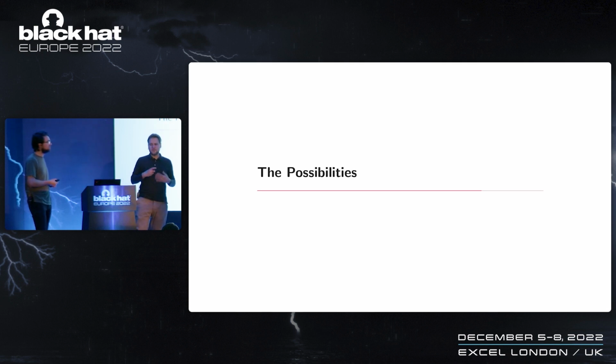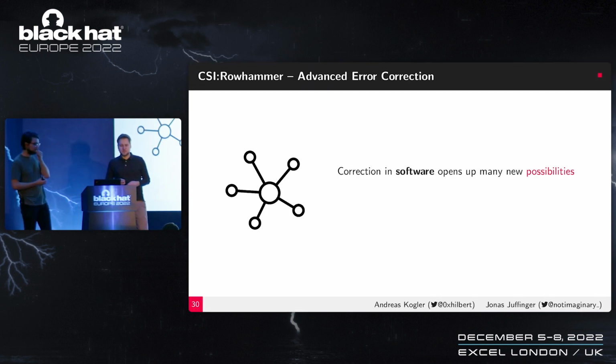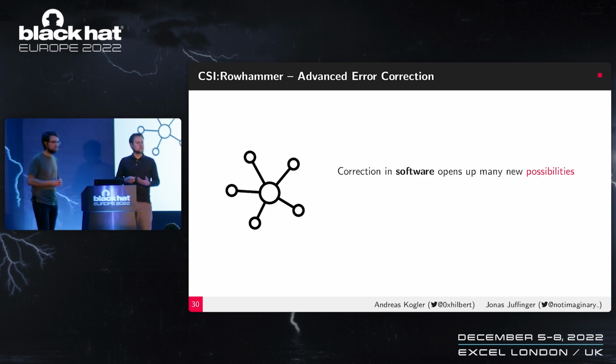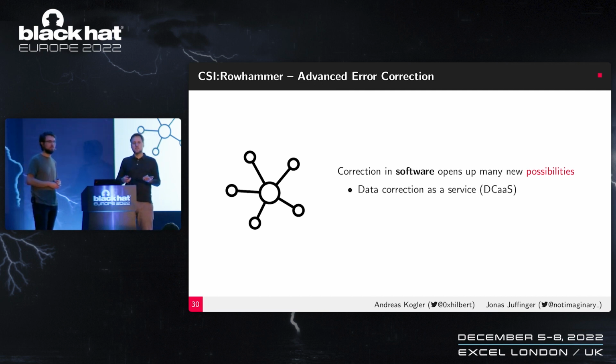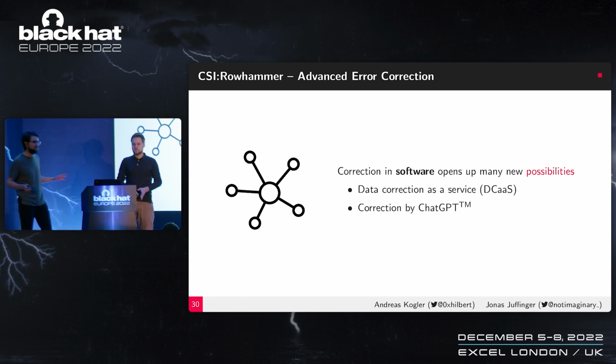So let's talk about a few possibilities we have. We have seen that we basically have the problem of finding a correct value for a given MAC. And we can simply think about it and get a bit crazy. So we could offer data corruption correction as a service. You give me your corrupted data and I give you back the original data that matches the MAC. Sounds reasonable. We could also do something like correction by ChatGPT. Software opens up so many possibilities.